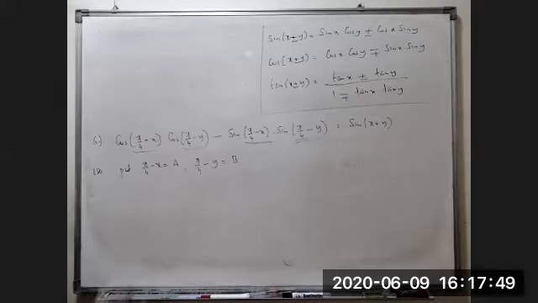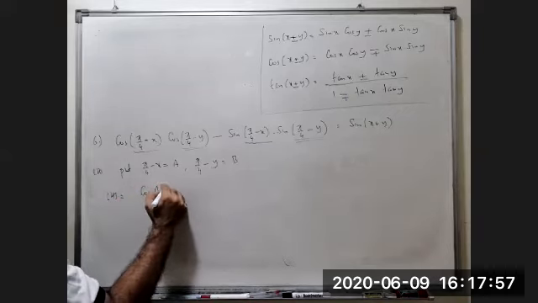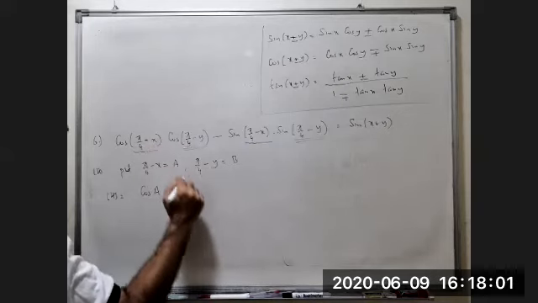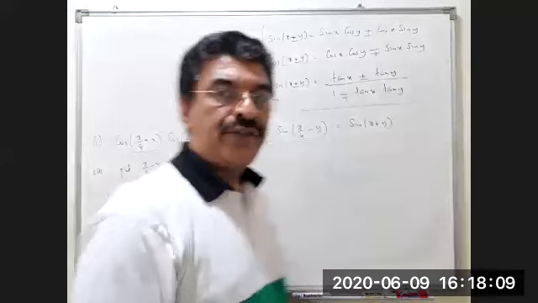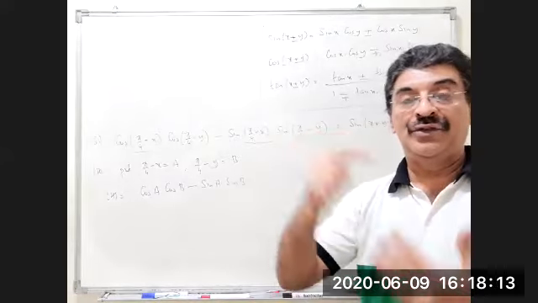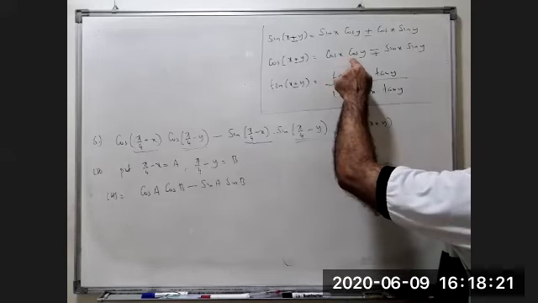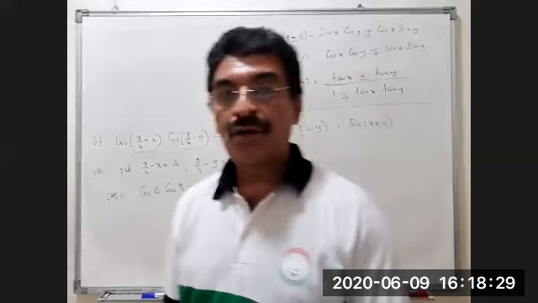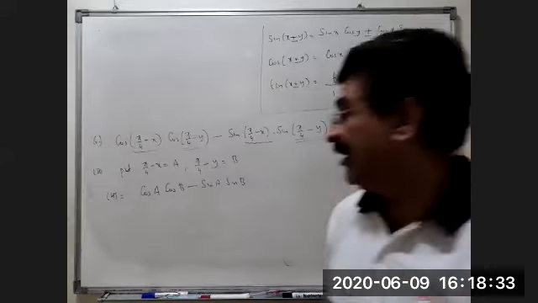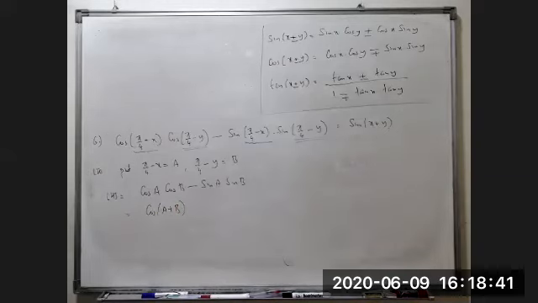For repeating angles, now this LHS becomes cos A cos B minus sin A sin B. Is it resembling any of the formulas? Cos X cos Y minus sin X sin Y, with A and B instead of X and Y. So cos A cos B minus sin A sin B is cos(A plus B).